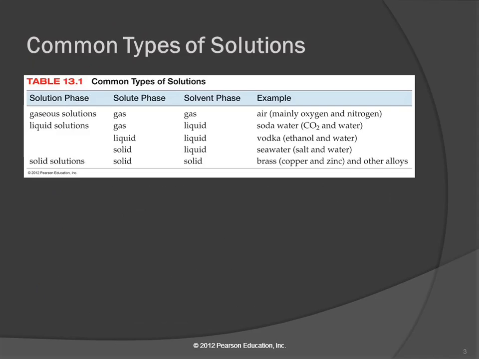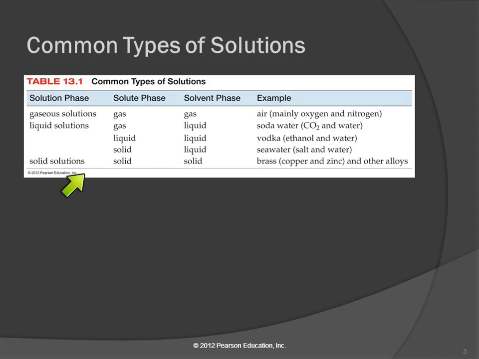We can make solutions or homogeneous mixtures from any combination of the three states of matter. So here's a table that gives us some examples. You can have a gas solution, a gas mixed with a gas, such as air. Air is mostly oxygen and nitrogen. You can have liquid solutions. These are more common, where the solvent is a liquid, and you can dissolve a gas in a liquid, you can dissolve another liquid in a liquid, or you can dissolve a solid in a liquid. So these examples, soda water, vodka, which is ethanol in water, or seawater.